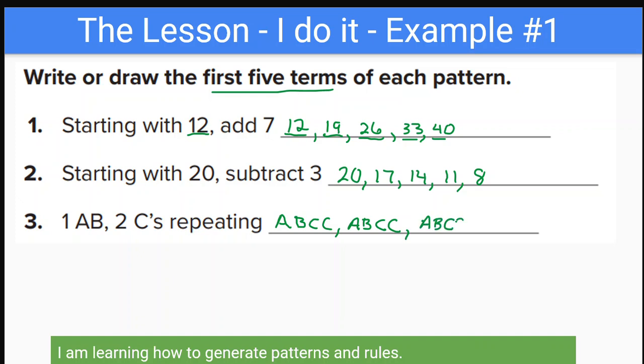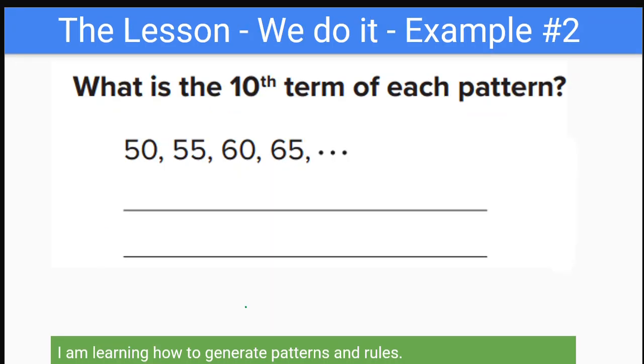A, B, C, C. That's 3 times, and you can keep going right there. Okay, it says that it's a repeating pattern right here. It just keeps repeating over and over again. Kids, you're learning how to generate patterns and rules. Let's take a look at the next one here.